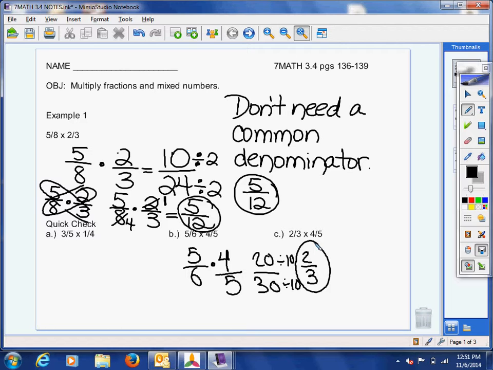Could she have cross-canceled? I don't like to. What happens with the 5s? They both become 1. And then 1 times 2. Yes, you can reduce 4 and 6. I'll show you with the marker. Here's the cross-canceling. 4 divided by 2 is 2. 6 divided by 2 is 3. Then multiply straight across the top. There's 2 over 3. Looks great.